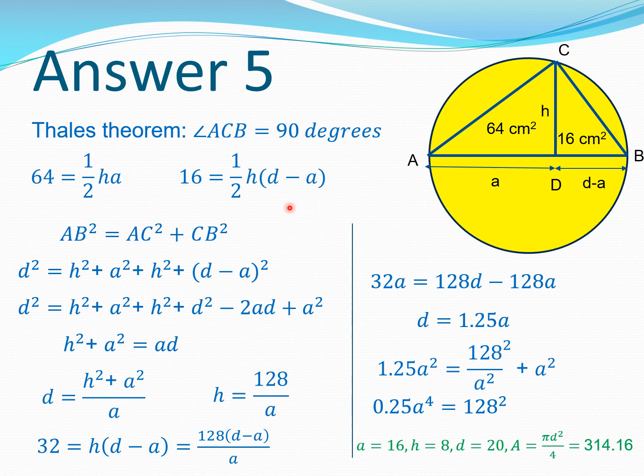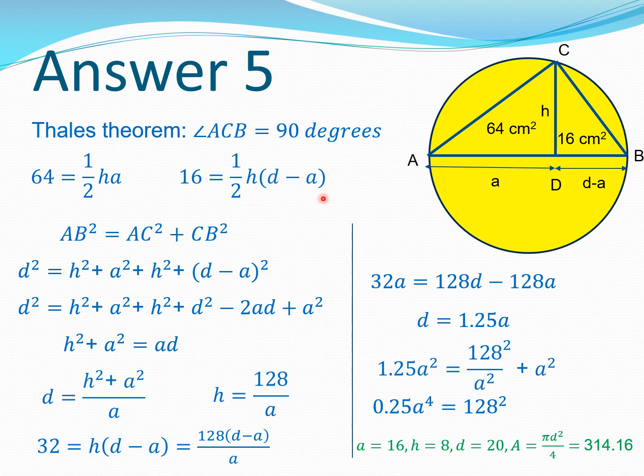Now the information which is given here is the area of each of these triangles. So let's take this one first, that is ACD, and here we can write that 64 equals half HA. Now that's the formula for the area of a right angle triangle, and you can immediately see that if you were to create a rectangle here, that would be h into a, so the right triangle would be half HA. Similarly on this side we get the equation 16 equals half h into (d minus a).